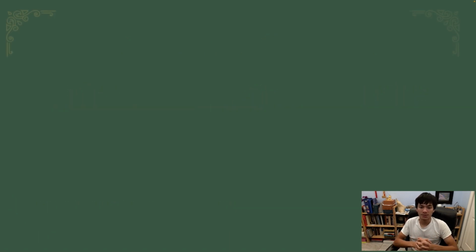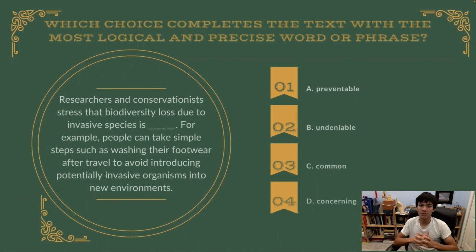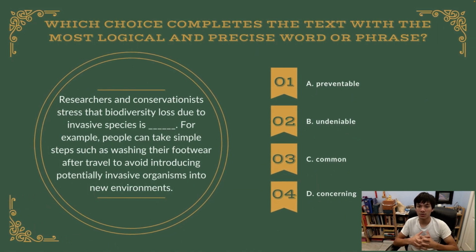So let's try some examples here. Which choice completes the text with the most logical and precise word or phrase? When you see this question prompt, you're going to know that you're being tested on a word and context question. So let's get straight into the prompt. Researchers and conservationists stress that biodiversity loss due to invasive species is blank. For example, people can take simple steps such as washing their footwear after travel to avoid introducing potentially invasive organisms into new environments. So it's important to pay attention to the flow of ideas here.